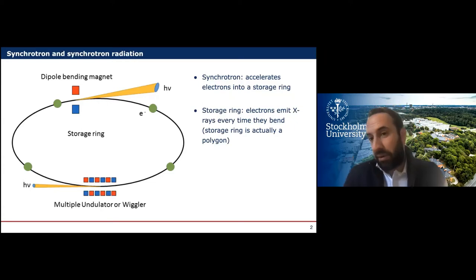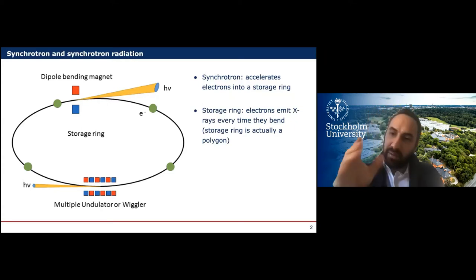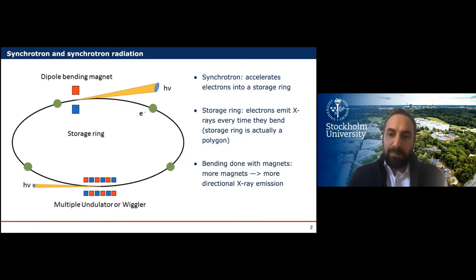The ring is actually a polygon, so it's not round. On each corner there is a so-called insertion device. The bending of the electrons is done with magnetic fields, and to put it very simply, the more magnets you put, the more directional the X-ray emission is. The change in how the light was produced came by advancing the technique from the bending magnet, to the wiggler, and then to undulators. You can also use them to control the polarization of light.